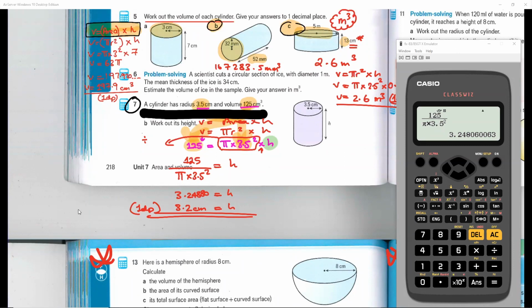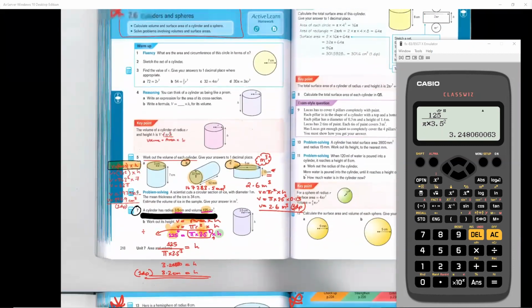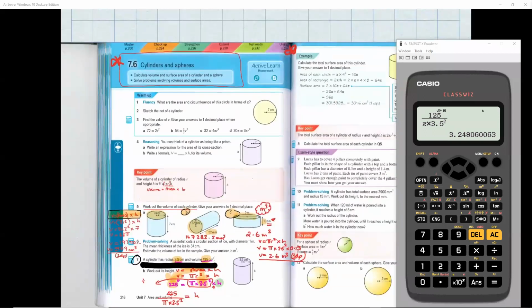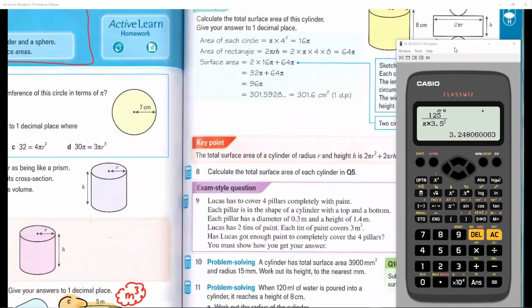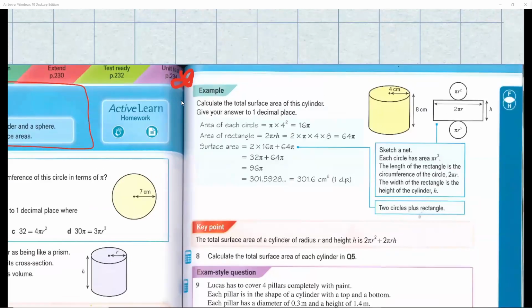Okay. Right. Question number 7 done. Okay. The next question is very, very important to do with cylinders. And let's move the calculator out of the way.